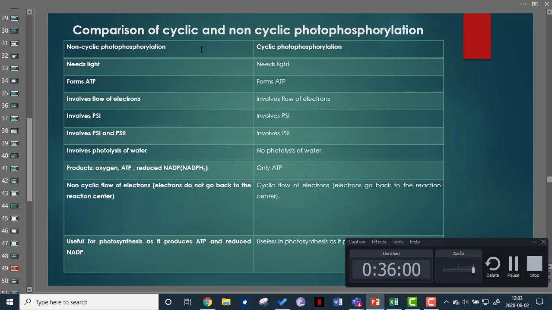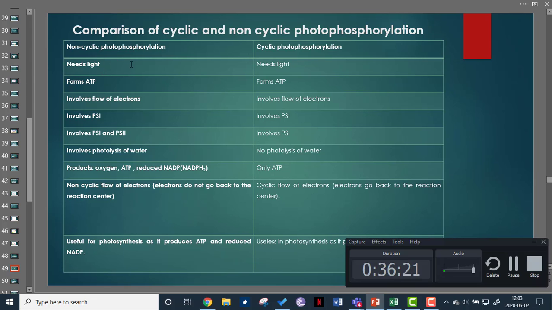It's actually picked up by the hydrogen atoms. Now, when you look at cyclic photophosphorylation, the electrons come back and replace themselves. That means they are not involved in the formation of reduced NADP, and that's why it is a useless stage in photosynthesis. Now, let's see the differences.